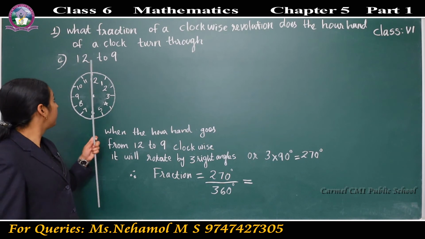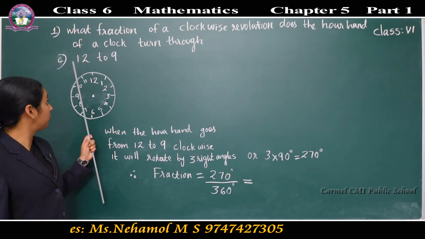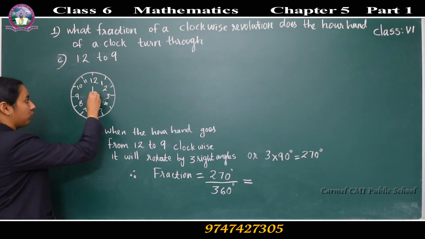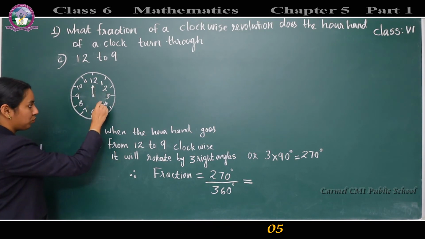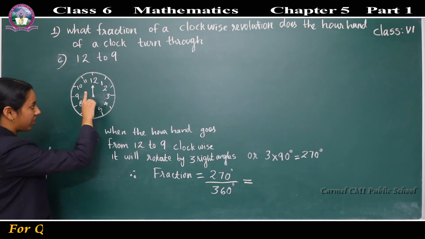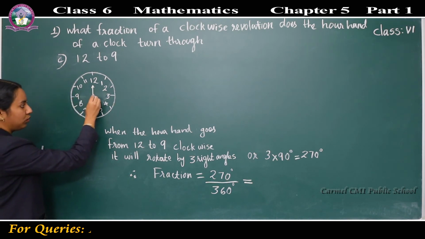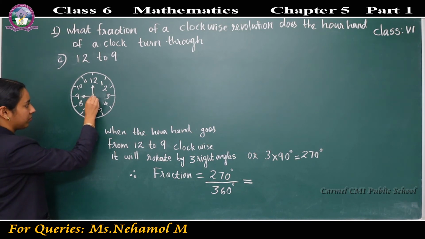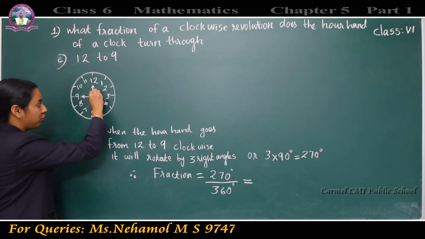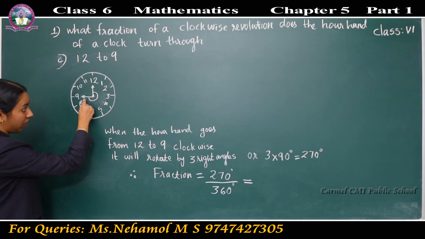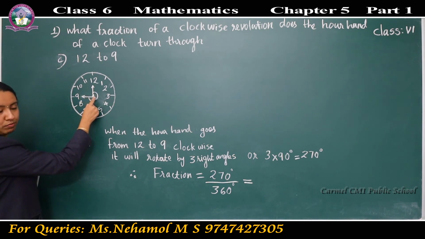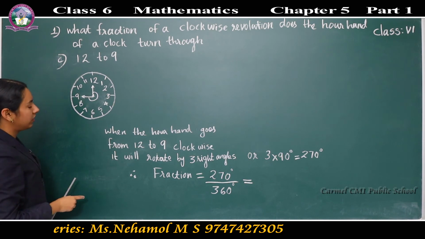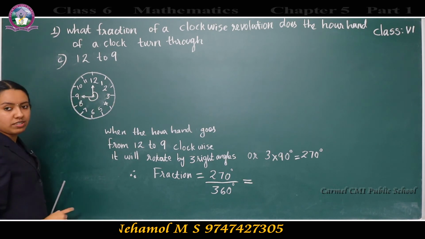Next one, 12 to 9. From 12 to 9, our hand of the clock moves from 12 to 9 in the clockwise direction. So this direction, 12 to 9. What is the angle formed? We have to find this angle from 12 to 9 in the clockwise direction. Then how can we find this angle?